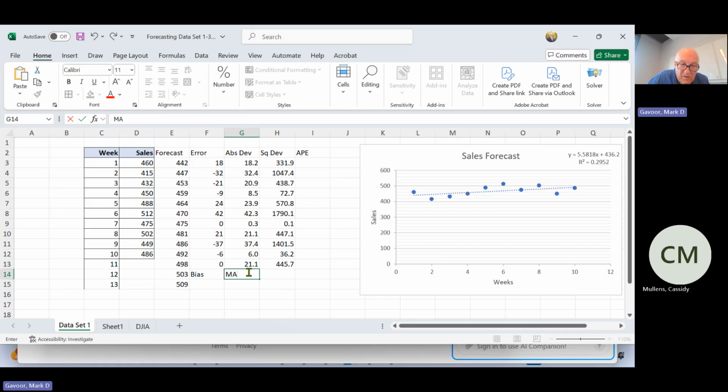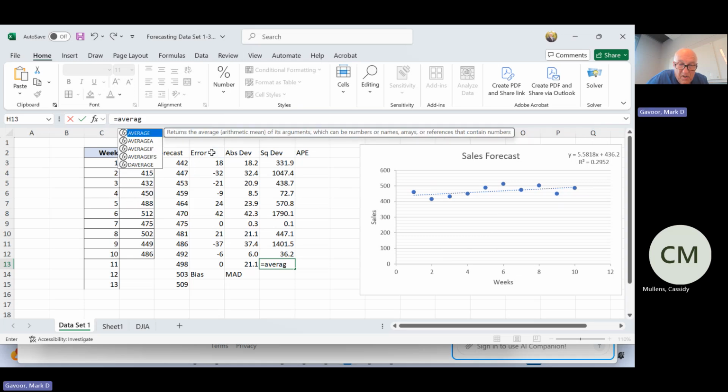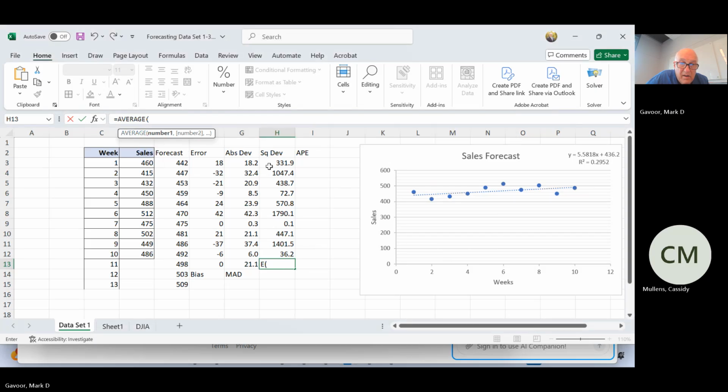So this is mean absolute deviation. This is, did I get the average there? No, it's not the average. Careful. How much do you bring this down? So I want to say average of what? This stuff.